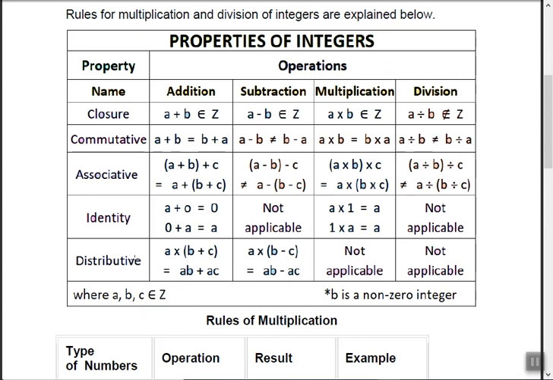Multiplicative identity is not possible for division also, because you can't have the same number.